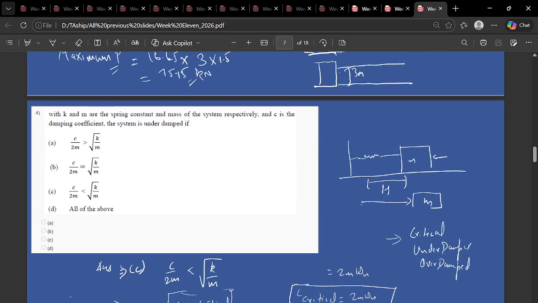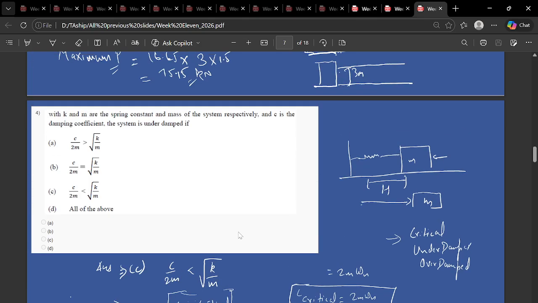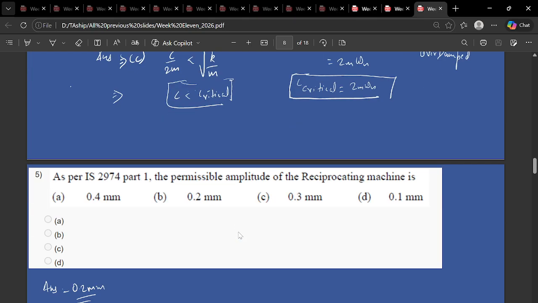Now you are given the spring coefficient and the mass of the system. C is given to you as the damping coefficient. The system is underdamped under what condition? C by 2m is given to you as less than root over K by m. C critical is known as 2m omega n. So usually for the underdamped condition, your C by 2m should be less than root over K by m.